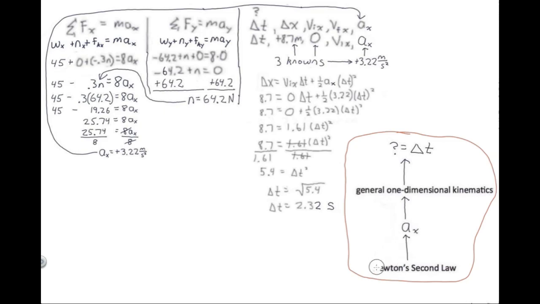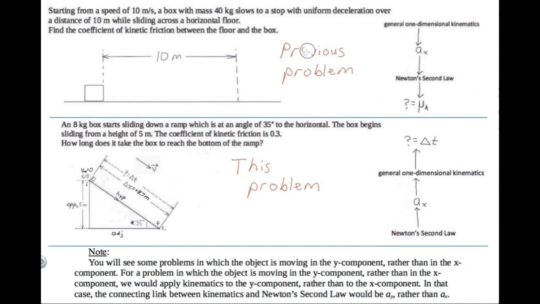On this problem, we used Newton's second law to find a sub x. Then we substituted our result for a sub x into the kinematics framework. Compare that with our plan for the previous problem in this series. In the previous problem, we used kinematics to find a sub x, then substituted our result for a sub x into the Newton's second law framework.